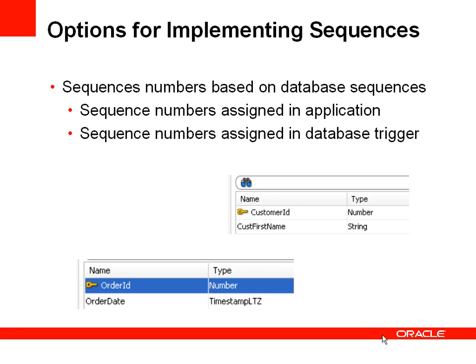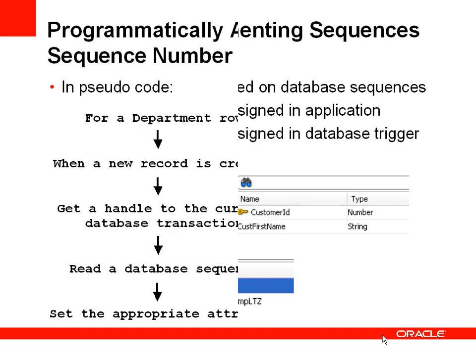Now there are a number of different ways we could achieve this. We could do this within the application itself. So we write code in the application, and at a specific point we read a database sequence and update an attribute value with that sequence number. The other option is we defer the applying of sequence numbers to a database trigger. So it's not until data is actually committed down to the database that a database sequence will be read and values applied at that point. So let's have a look at both of these examples.